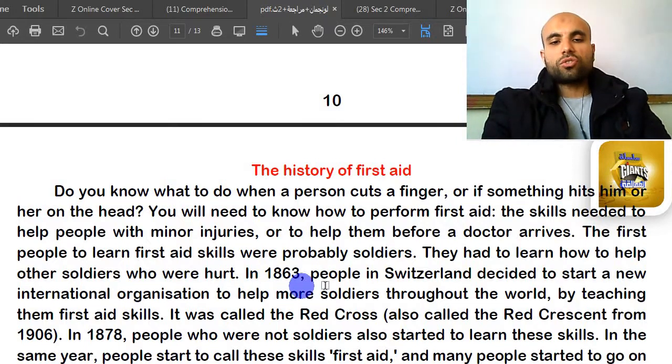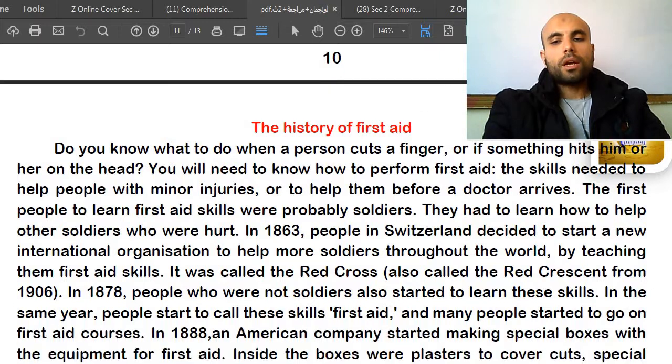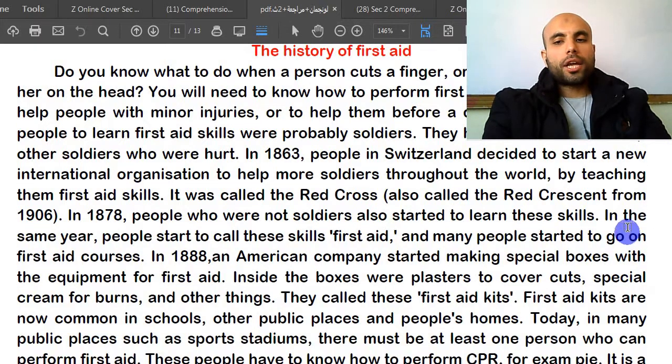In 1863, people in Switzerland decided to start a new international organization to help more soldiers throughout the world by teaching them first aid skills. It was called the Red Cross, also called the Red Crescent from 1906. In 1878, people who were not soldiers also started to learn these skills. In the same year, people started to call these skills first aid, and many people started to go on first aid courses.